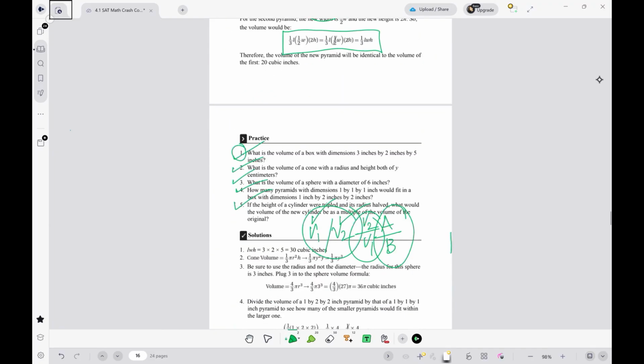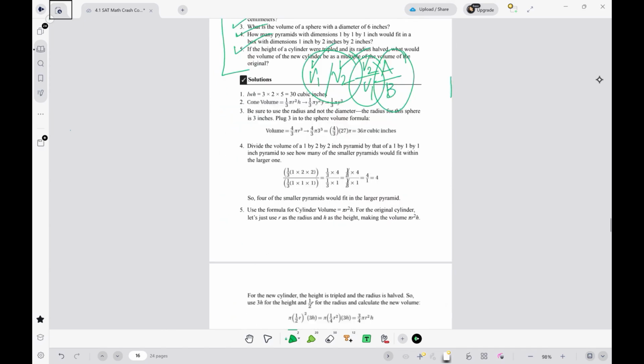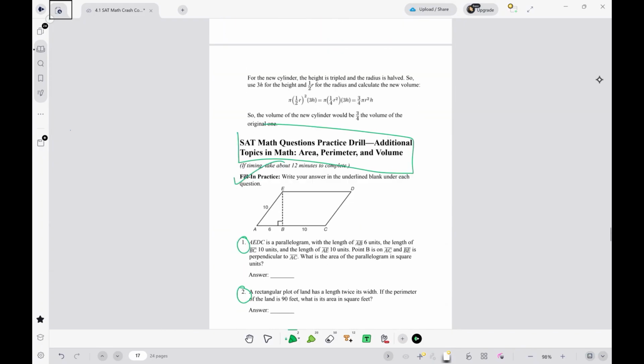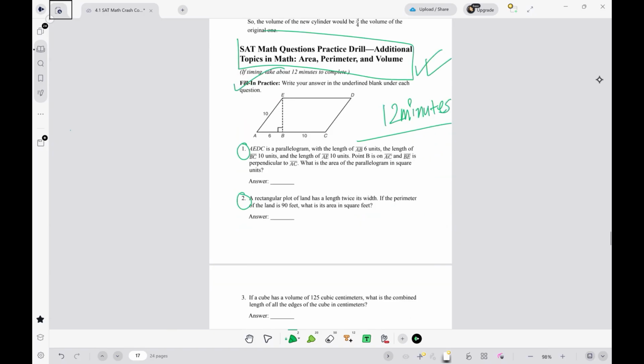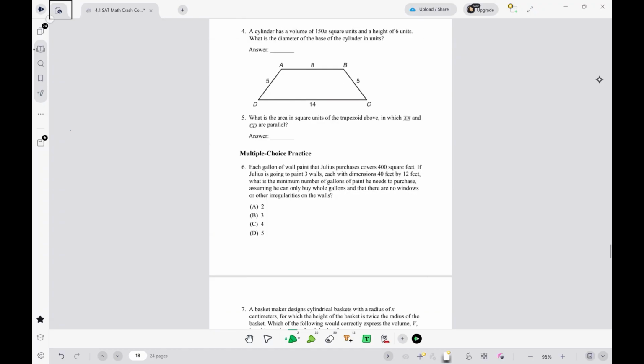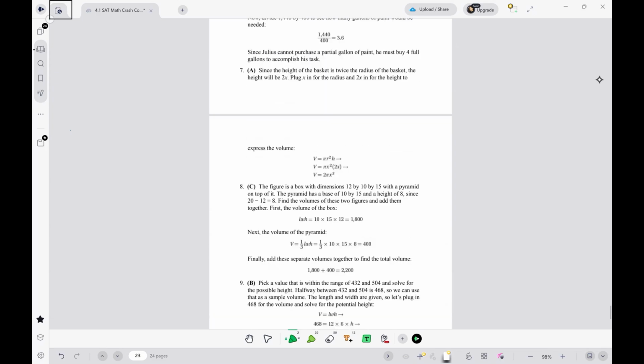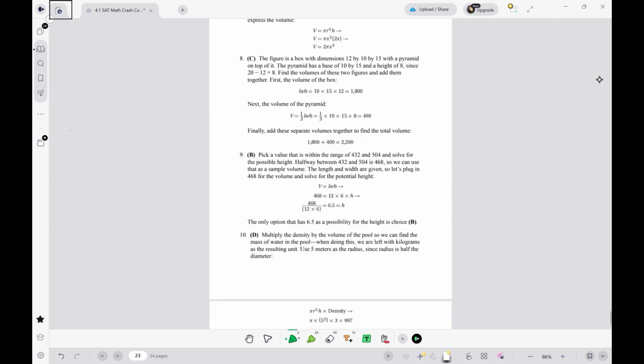We have some practice problems. The practice problems look similar to the examples, and the solutions are already worked out, so you can go through the solutions. We also have some SAT math practice. You are suggested to solve all of these problems within 12 minutes. And then we have some multiple choice practice, and that is how this chapter, the area, perimeter, and volume chapter, is covered. This is how the chapter is finished.